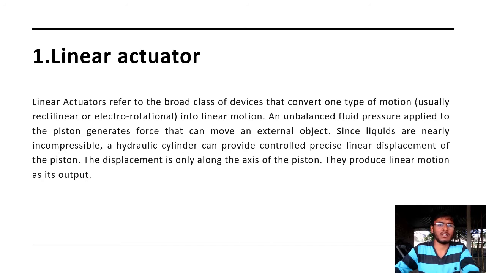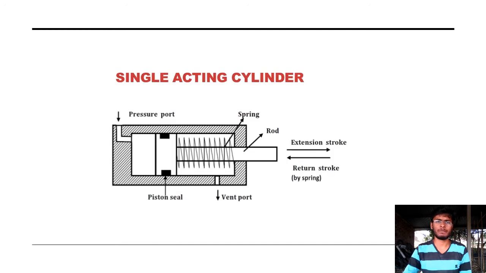Since liquids are nearly incompressible, we know already that liquids cannot be compressed. In air, there is some leakage, but in fluid, there is no leakage. A hydraulic cylinder can provide controlled, precise linear displacement of the piston. The displacement is only along the axis of the piston. They produce linear motion as their output.